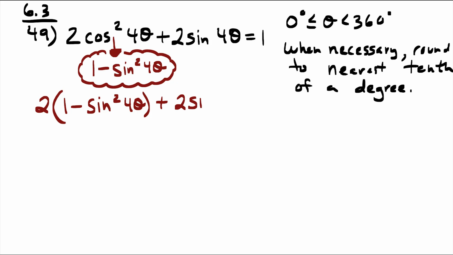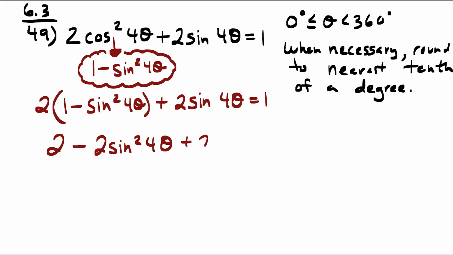Plus 2 sine of 4 theta equals 1. Okay. I'm going to multiply the 2 in. 2 times 1, 2 times the rest of that. Okay, now we have to start moving things around.